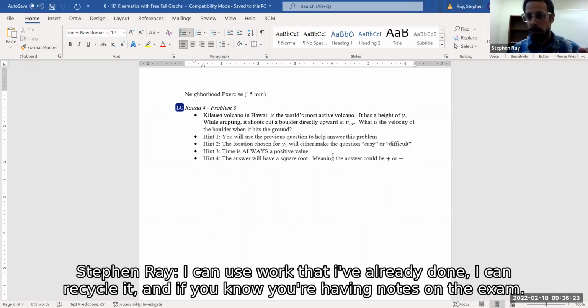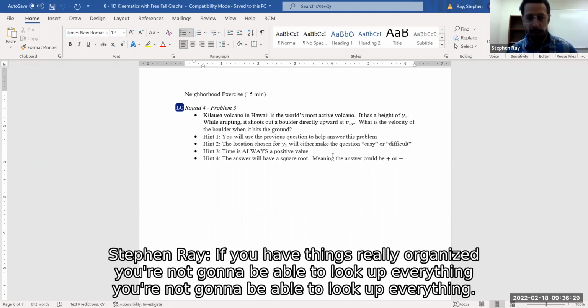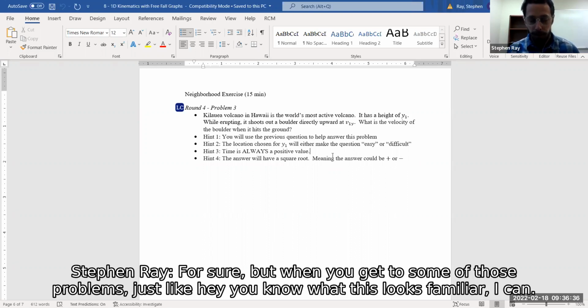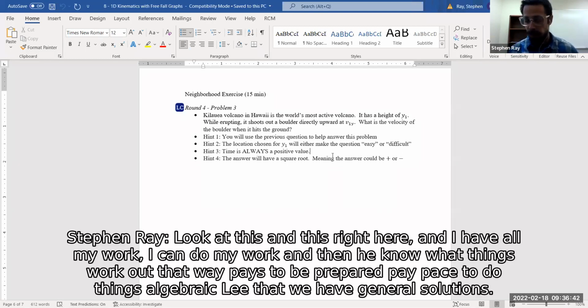I can use work that I've already done. I can recycle it. And if you have notes on the exam and you have things really organized, you're not going to be able to look up everything, for sure. But when you get to some of those problems, you'll think, hey, this looks familiar. I can look at this, and it's right here, and I have all my work.